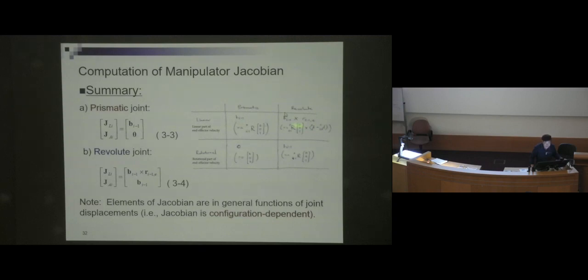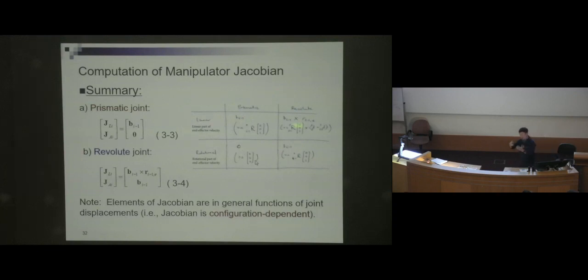So for the linear part of the end effector velocity, we divide the rows into the linear part of the end effector velocity and the rotational part of the end effector velocity. If you have a prismatic joint, the linear part will be your BI minus 1, which is essentially equal to the rotation 0I minus 1 R 0, 0, 1. And for the prismatic joint, the rotation part will always be equal to 0.